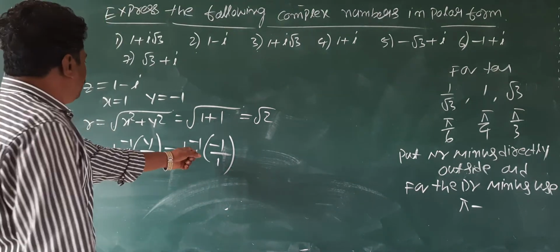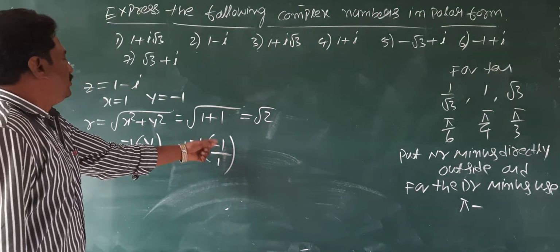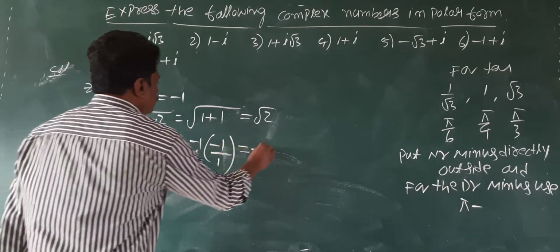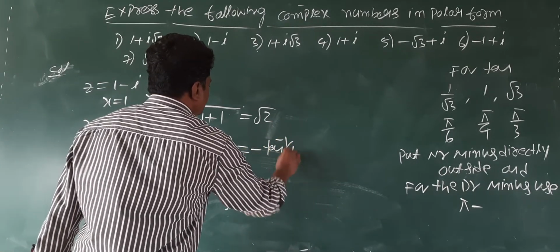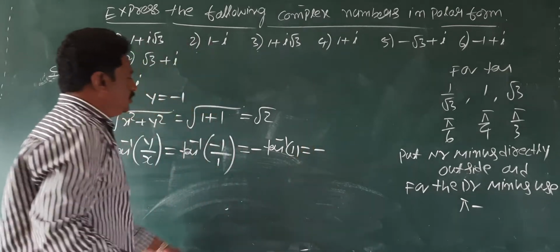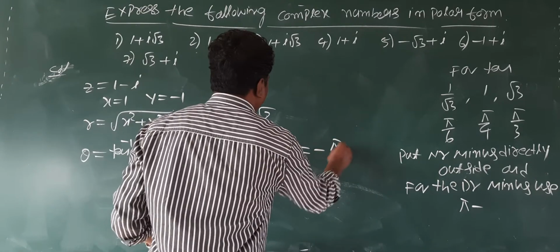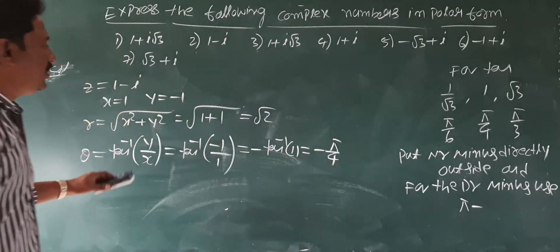So here we have minus in the numerator, put it fully outside. So minus, tan inverse 1. How much is tan inverse 1? Pi by 4. So we got both r and theta.